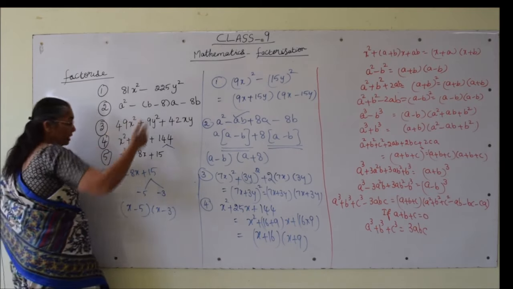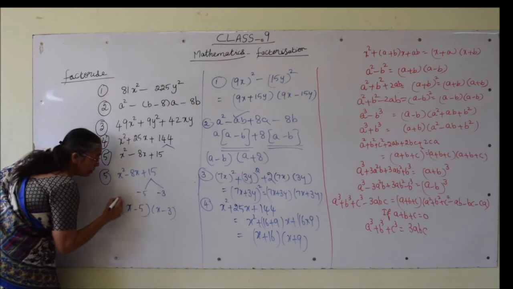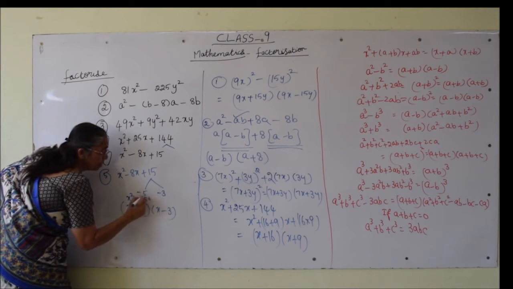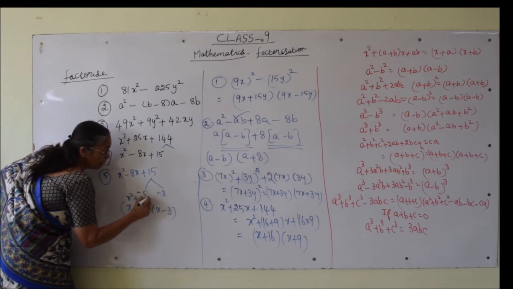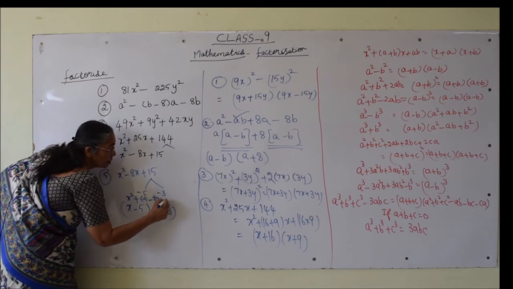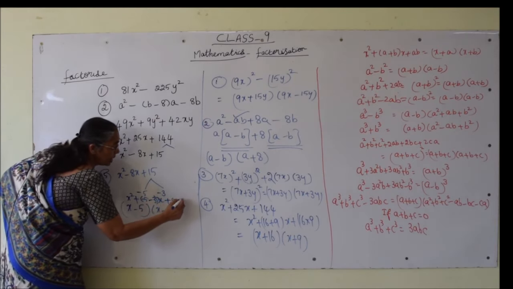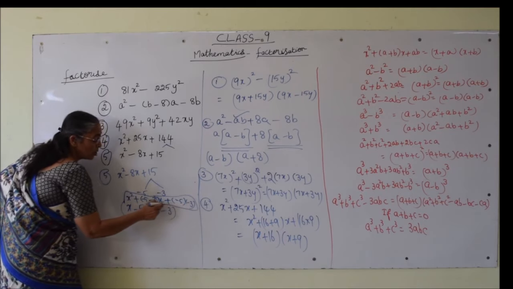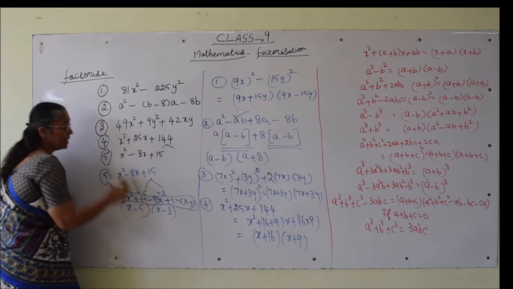If you want, you can write one step in between. How can you write the in-between step? x square plus, outside the plus sign you keep, minus 5 minus 3 of x, then plus minus 5 into minus 3. So it is the form of x square plus a plus b of x plus a into b, where a is minus 5, b is minus 3. Therefore, this is the answer. I have just written this step; it is not necessary. After getting the factors, you can write directly.